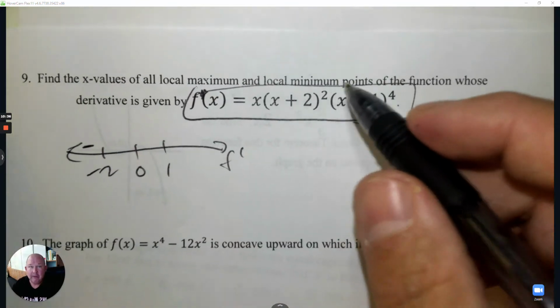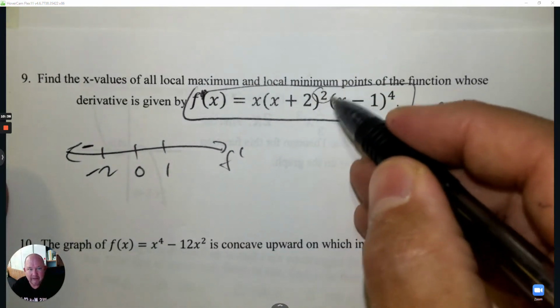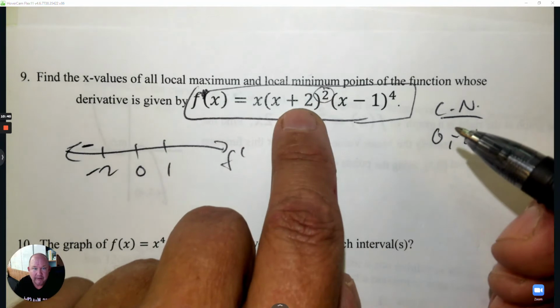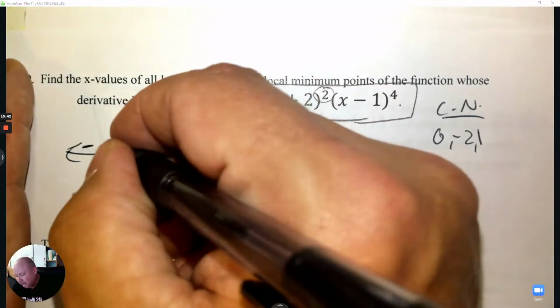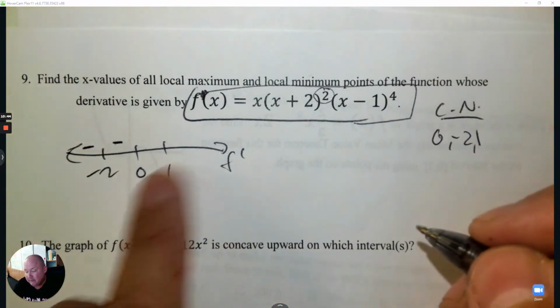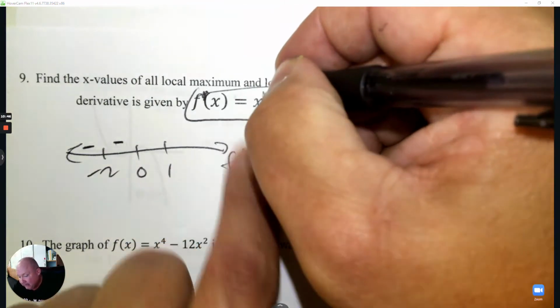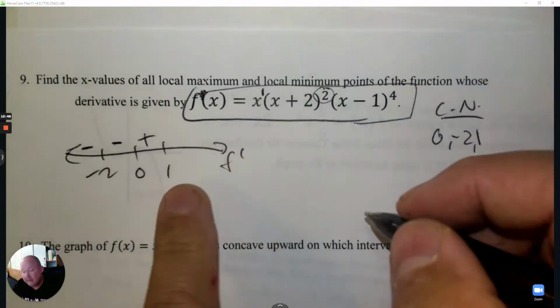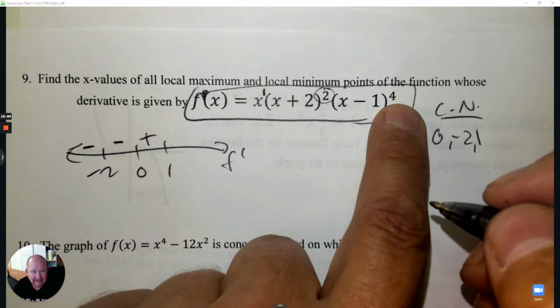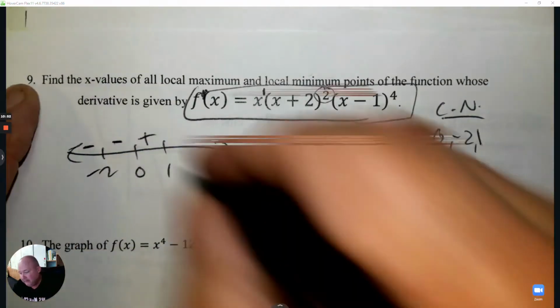And then we can do the multiplicity. So if it has an even exponent, so negative 2 comes from this factor. An even exponent means the sign stays the same. 0 comes from here. It's an odd exponent, so the sign changes. Positive 1, it's an even exponent, so the sign stays the same.